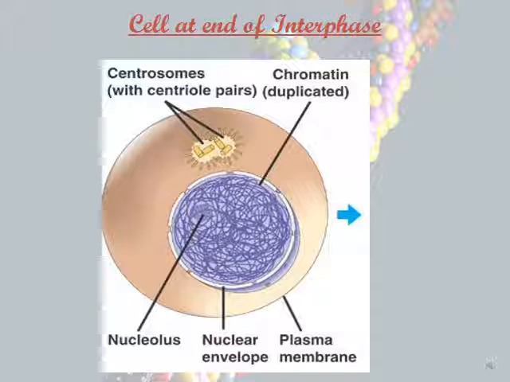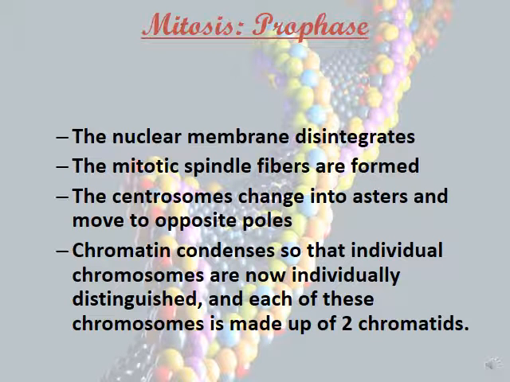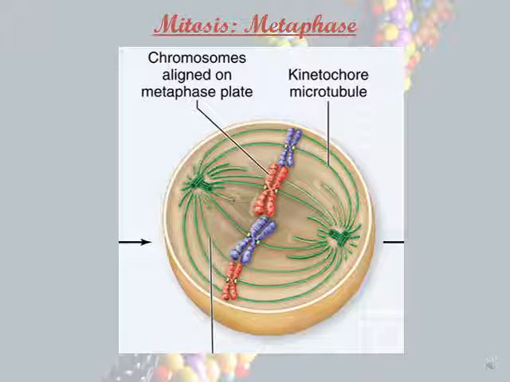Here is the chromatin during the end of interphase. We have chromatin, and we have centrosomes that later will change into the asters. So during prophase, the nuclear membrane disintegrates, mitotic spindle fibers are formed, centrosomes change into asters and move to the opposite poles of the cell, and the chromatin condenses so that each individual chromosome is made up of two sister chromatids.